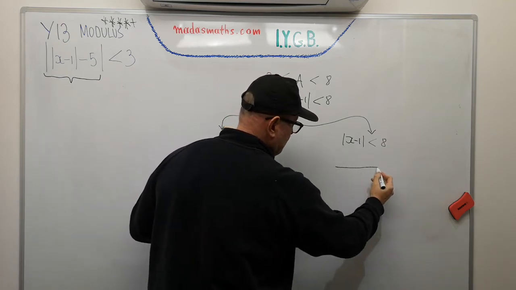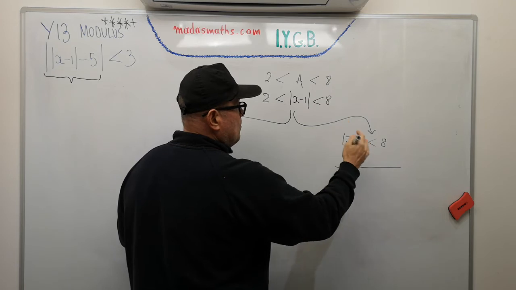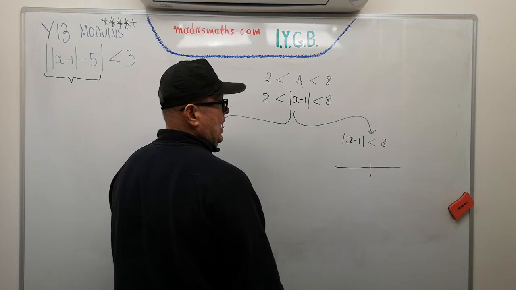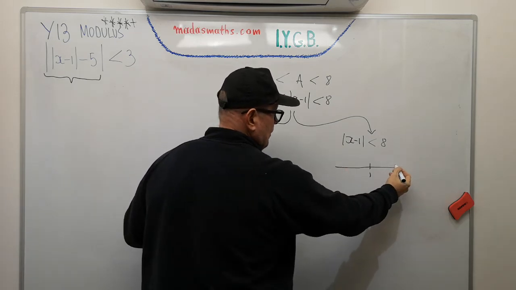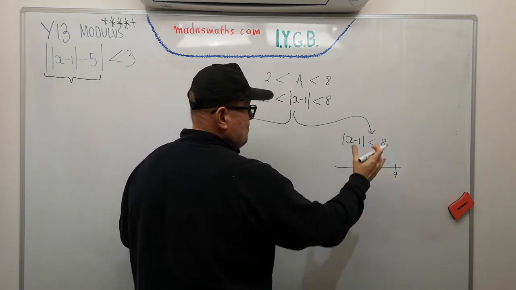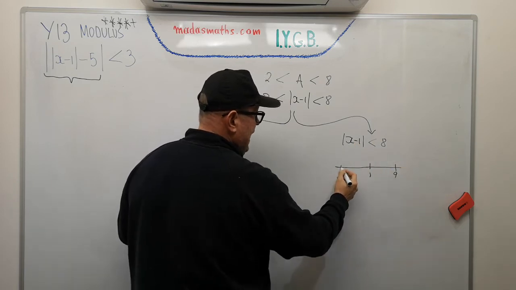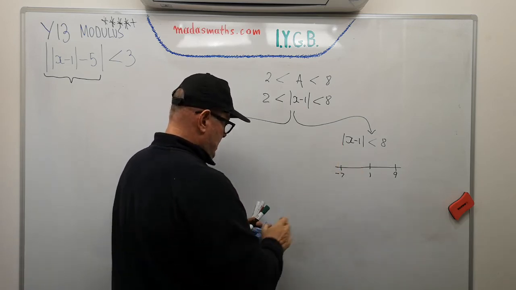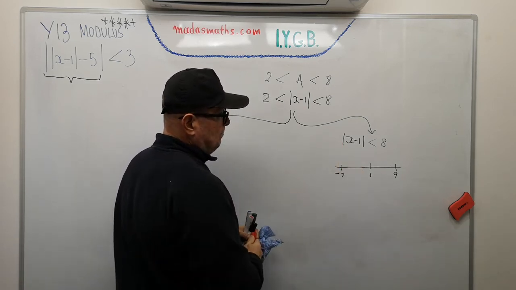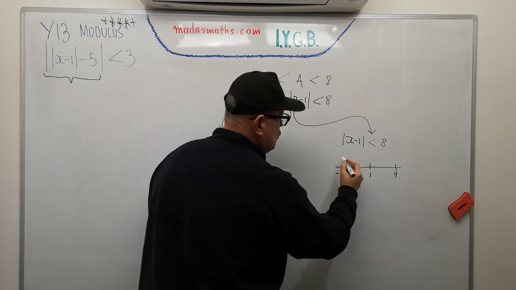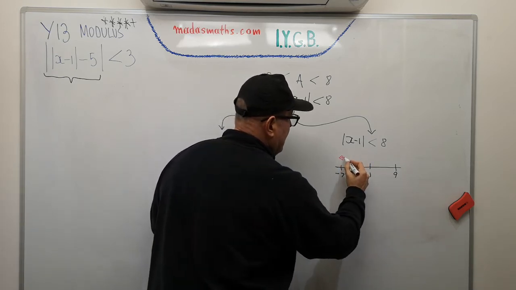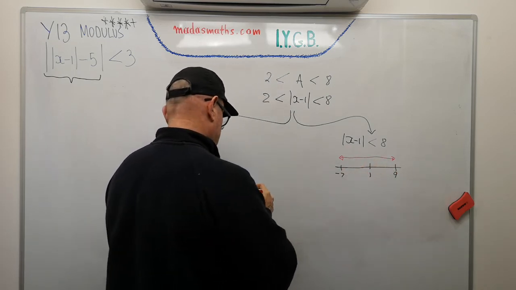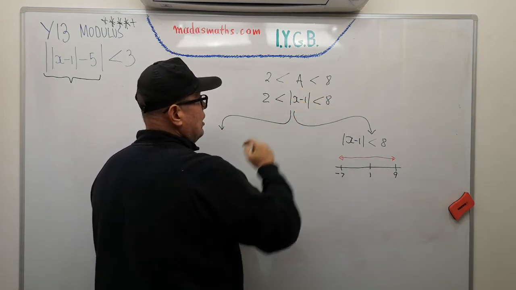Interpretation. The difference of x from 1, so there's my 1, is less than 8 steps. So that means I can be as far as 9, and as far as -7. So my numbers, I'm going to use a red pen to actually show the range there, because we're going to need to combine the two expressions at the end, are numbers which are between -7 and 9. Okay, this works on the right hand side of the inequality.